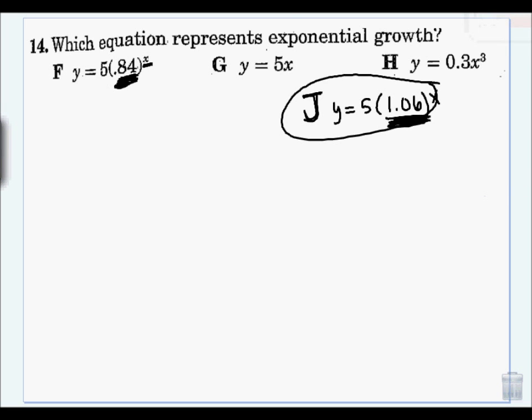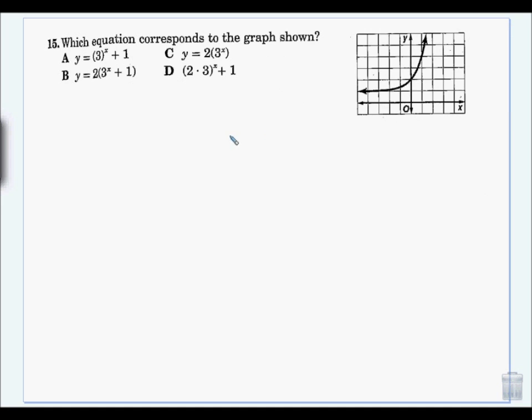More to go. 15, which equation corresponds to the graph shown? All right, in order to figure this out, first of all, we're going to plug in 0 for x and see what we get for y. Okay? So if I plug in 0 for x here for a, I get 3 to the 0 plus 1. So that's 1 plus 1, so that's 2.